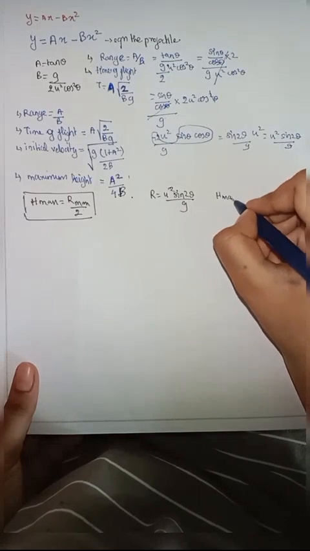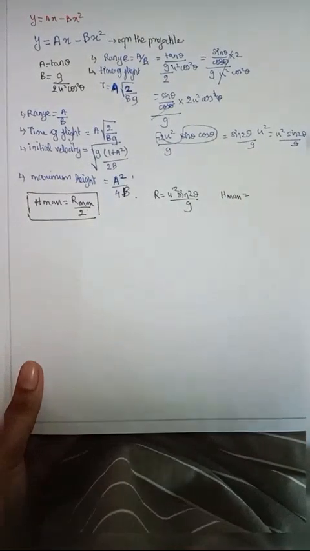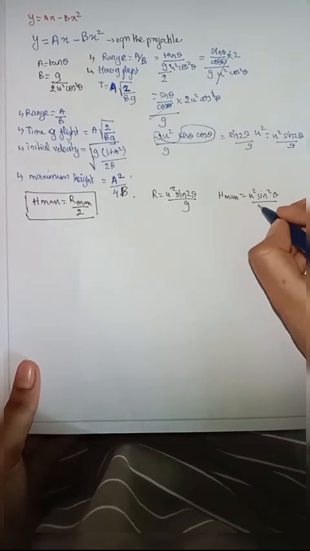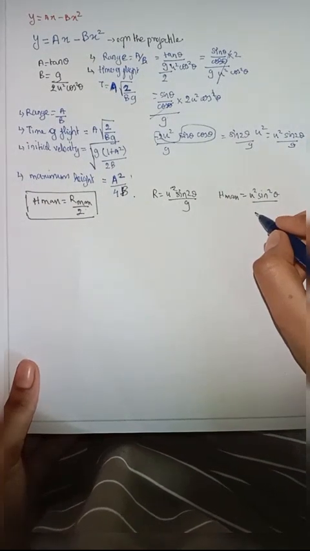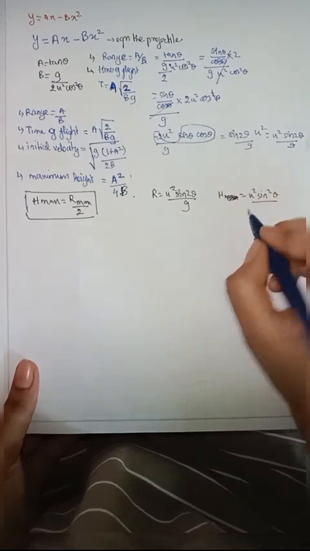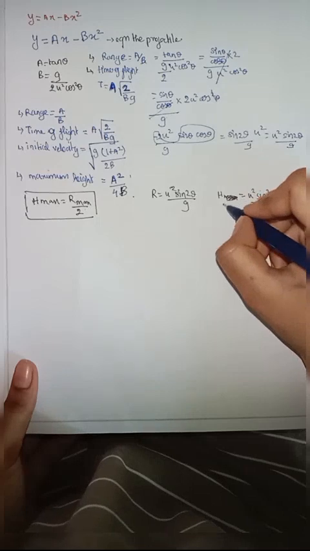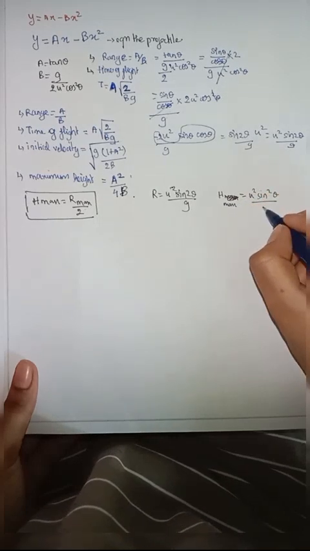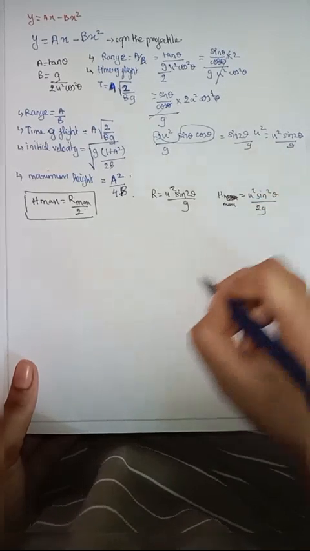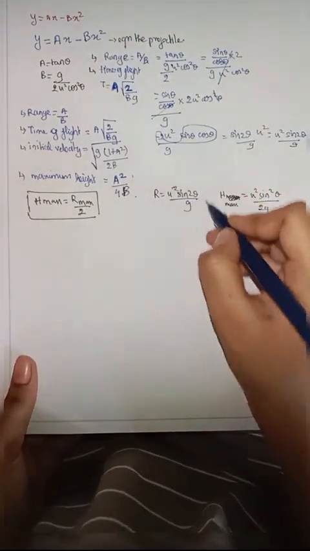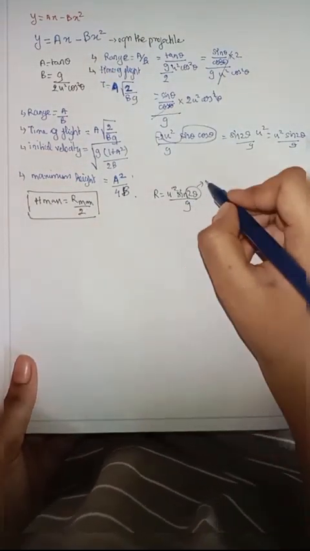H max, as I said before, is u squared sine squared theta by 2g. This we can take as the height. What is the height? The maximum height reached by the projectile. If we consider the range to be maximum, this 2 theta should be maximum, right?